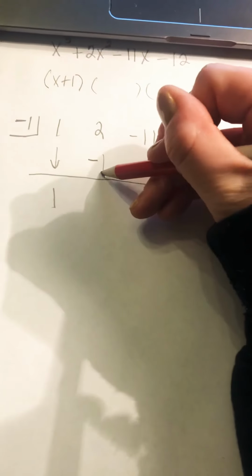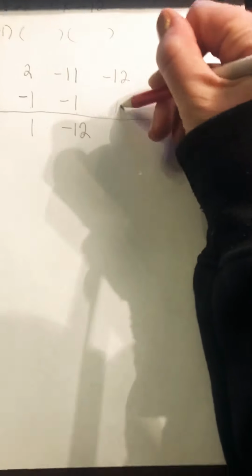So I'm going to do my synthetic division, right? I'm going to bring down the 1. 1 times negative 1 is negative 1. 2 minus 1 is 1. 1 times negative 1 is negative 1. Negative 11 and negative 1 is negative 12. Negative 12 times negative 1 is positive 12.